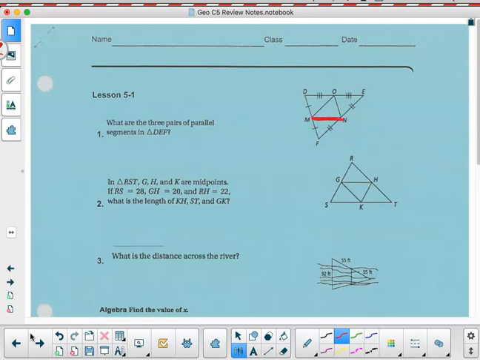Remember, MN and DE are parallel because this is a mid-segment triangle. M, N, and O are all midpoints. So because it's a mid-segment, MN is parallel to DE. And remember, because these are midpoints, this is a mid-segment, and MO is parallel to FE.